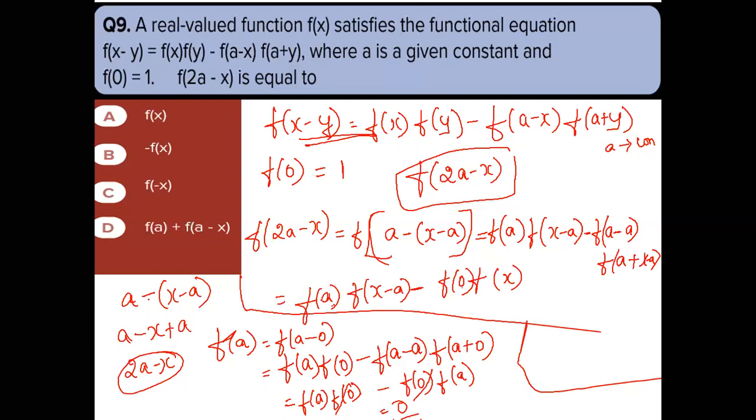Substitute the value of f of a here. So you'll get 0 into f of x minus a minus f of 0, which is 1, into f of x. 0 into anything is 0. So 0 minus f of x, which is minus f of x. There is nothing else in this; you have only substitution. So what?